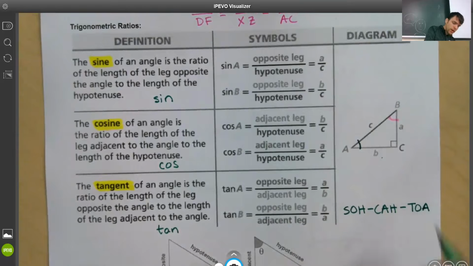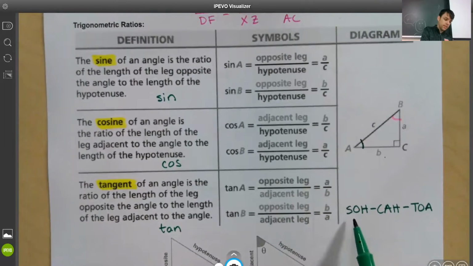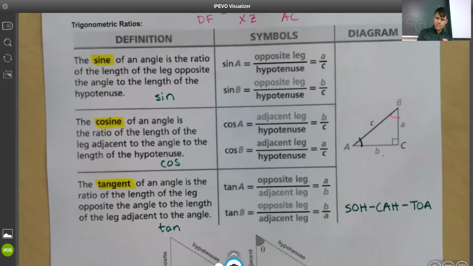This is kind of a summary of the different ratios and what they are. So SOH means that the sine ratio is the opposite divided by hypotenuse. CAH: cosine is adjacent divided by hypotenuse. And TOA: the tangent is the opposite over the adjacent. So it's kind of a nice mnemonic device for helping you remember there.